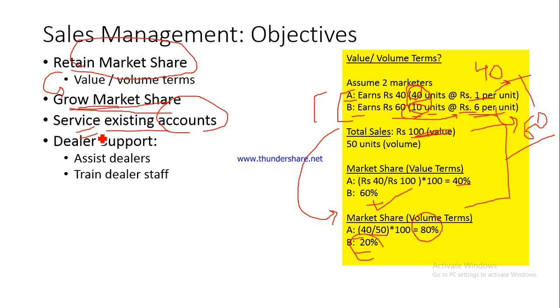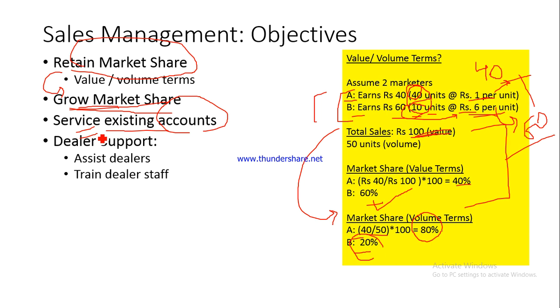They provide them training on how to sell the product. They provide them training on presentation skills. They provide them training on the features of LG products and how they compare with the other rival products in the market. So this kind of product training is also provided. So this kind of dealer support is also provided by sales management.